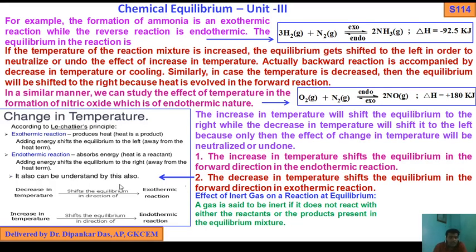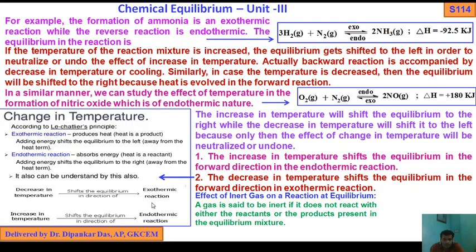So it can be understood by this also. Decrease in temperature shifts the equilibrium in the direction of exothermic reactions. Increase in temperature shifts the equilibrium in the direction of endothermic reactions. So that is the change in temperature: how the equilibrium shifts in the forward or backward direction upon the change in temperature.